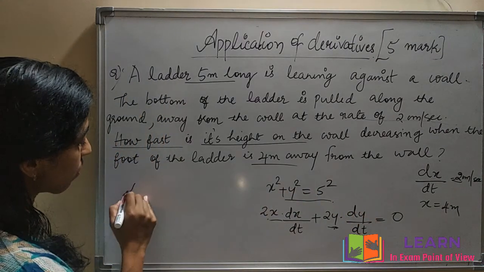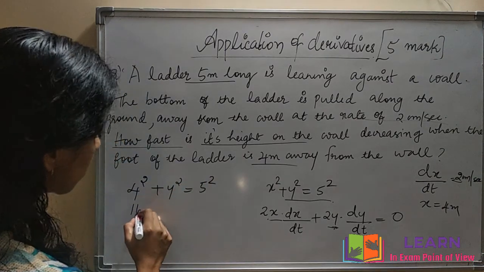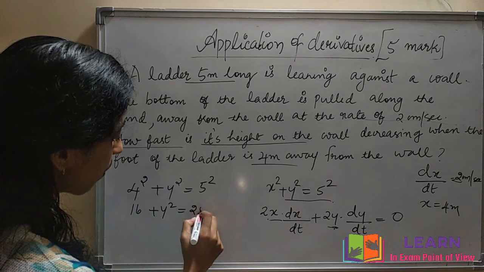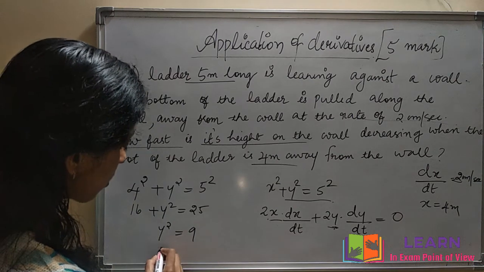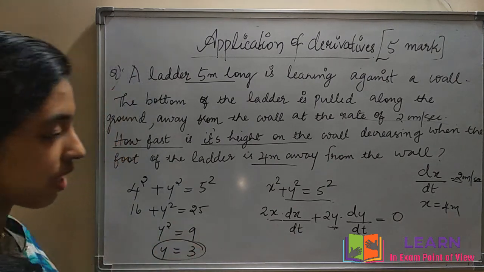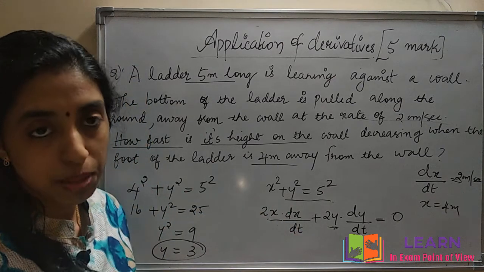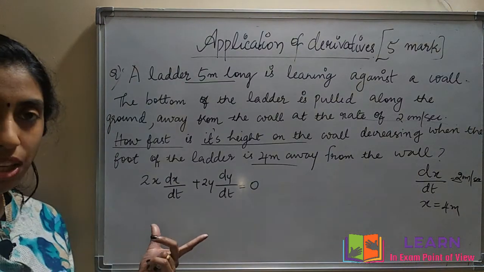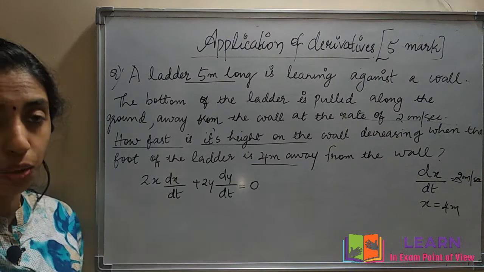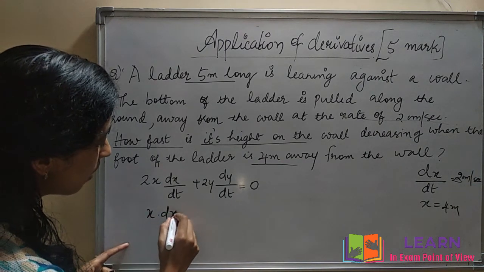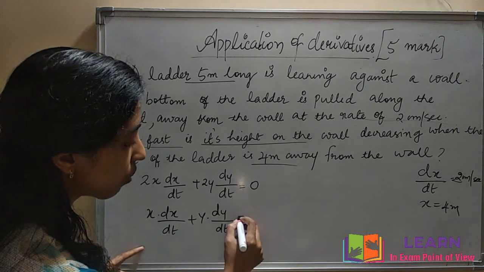The x value we know, 4 square, so 4 square plus y square equal to 5 square. That means 16 plus y square equal to 25. Then y square equal to 25 minus 16, we have 9. So y is 3. Now we can substitute all the values except dy/dt. In this formula this 2 is common, just take 2 outside and it will go to the other side as 0. So we have x into dx/dt plus y into dy/dt equal to 0.